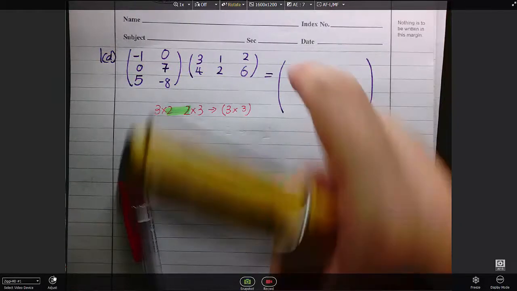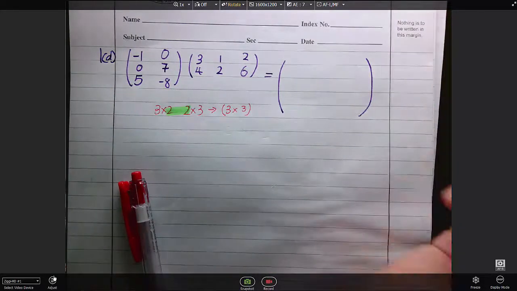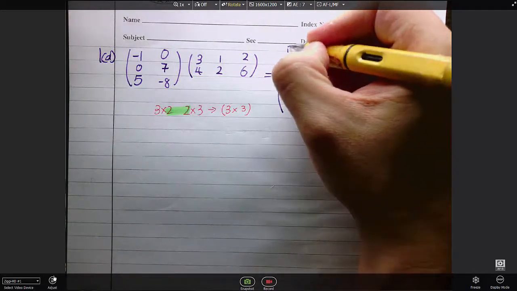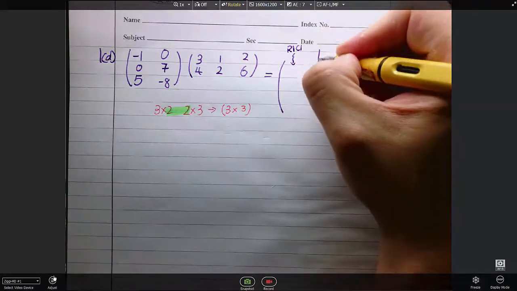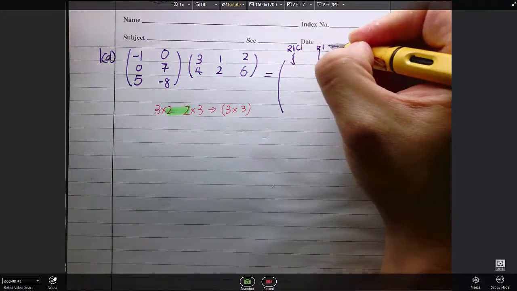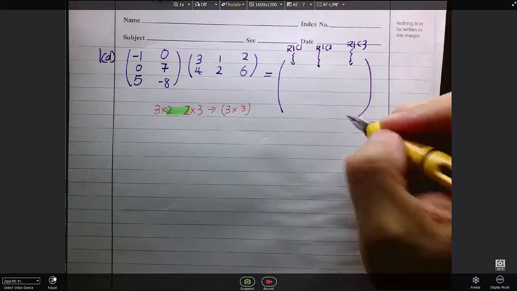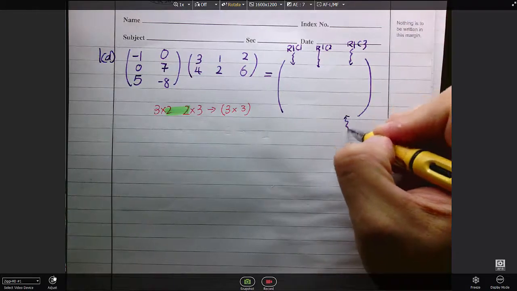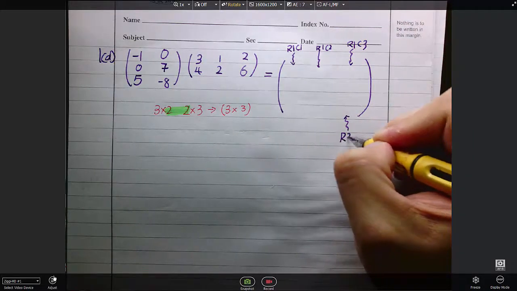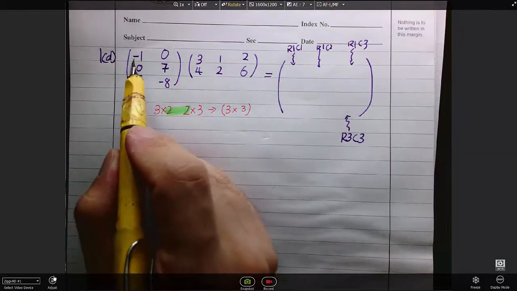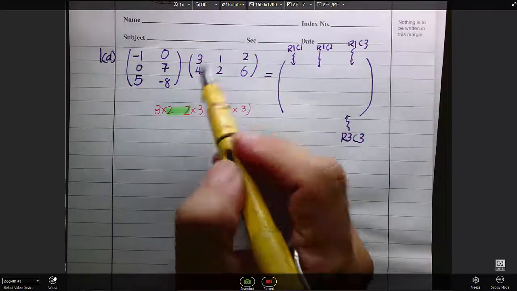Maybe I'll just do the top row for you. Okay, so top row, maybe I do row 1, column 1. This guy here will be row 1, column 2. This guy here is row 1, column 3. And maybe this guy here will be row 3, column 3. Okay, to get row 1, column 1, this element here, we take row 1, -1, 0, and column 1, 3, 4.